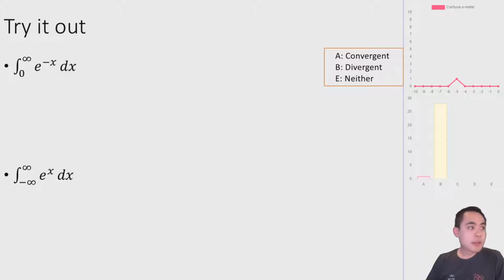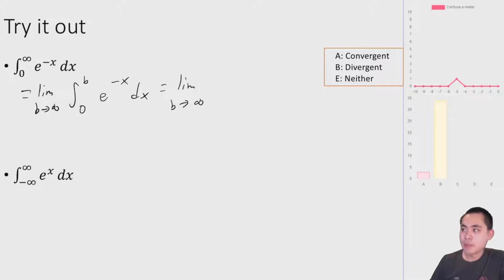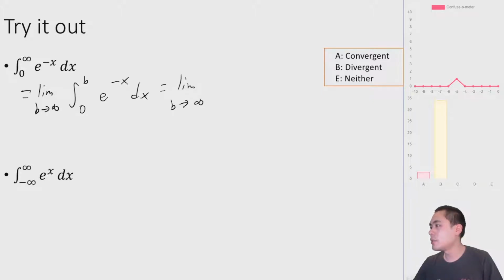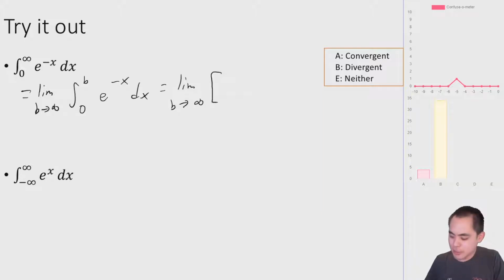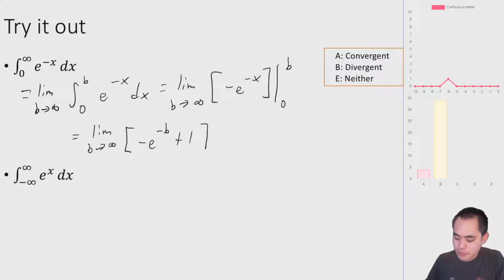So what are we doing? This is equal to the limit as b goes to infinity of the integral from 0 to b of e to the minus x dx, which is equal to the limit as b goes to infinity of, well, what is this? This is minus e to the minus x from 0 to b. Well, that's equal to the limit as b goes to infinity of minus e to the minus b plus 1.